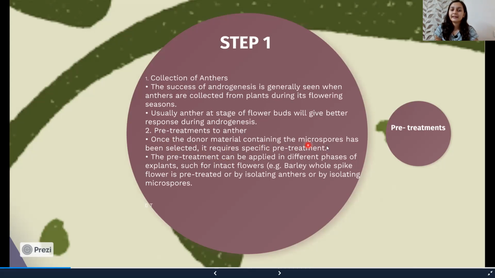Once the donor material containing the microspore has been selected, it requires a specific treatment. The treatment can be applied at different phases of the explant, such as intact flowers, like in barley, where the whole spike is pre-treated. The second method is by isolating the anther itself, which is then pre-treated, or by isolating microspores. If we are culturing only the microspores of the plant, then microspores are pre-treated.